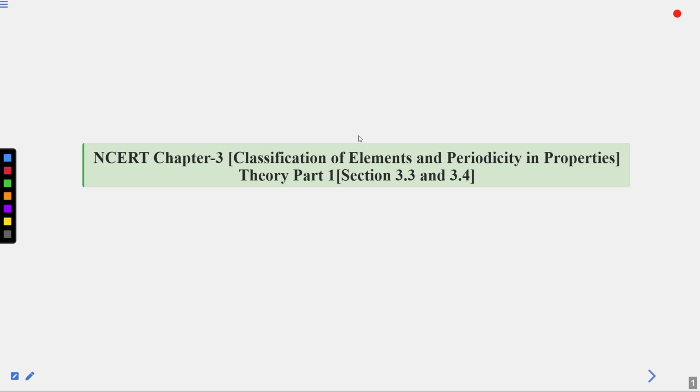Today we will see the next part of the classification of elements and periodicity in properties, in which we will cover sections 3.3 and 3.4.